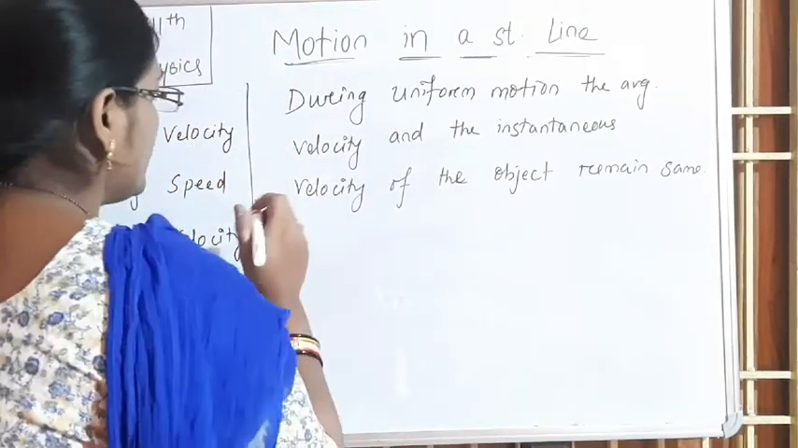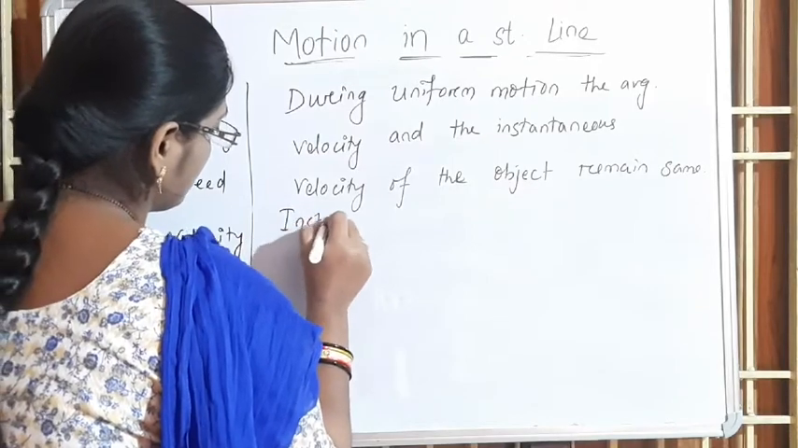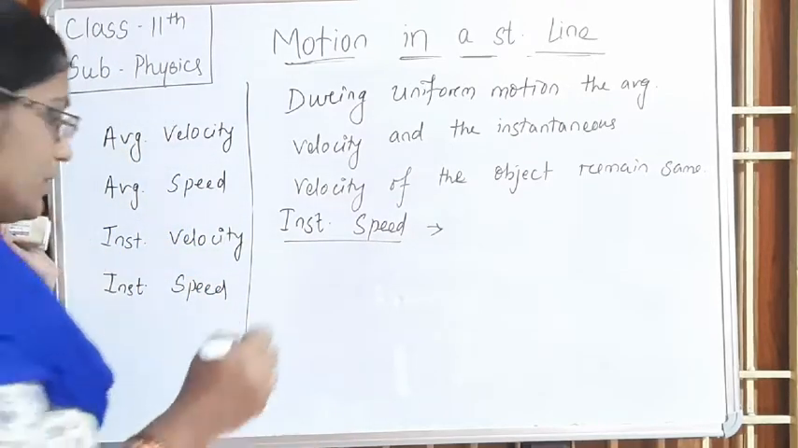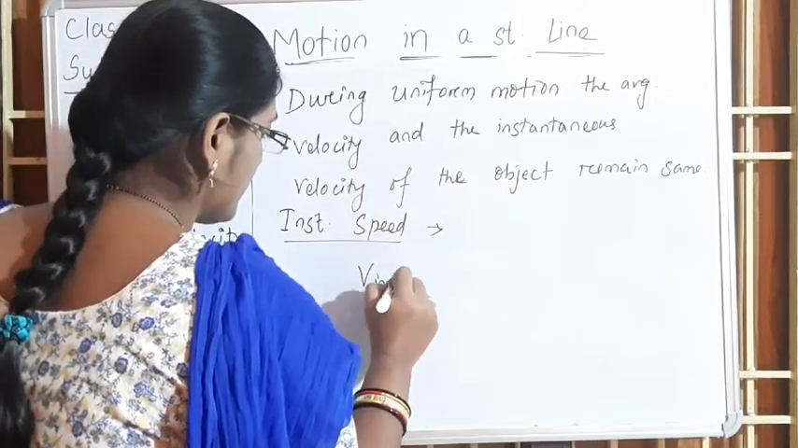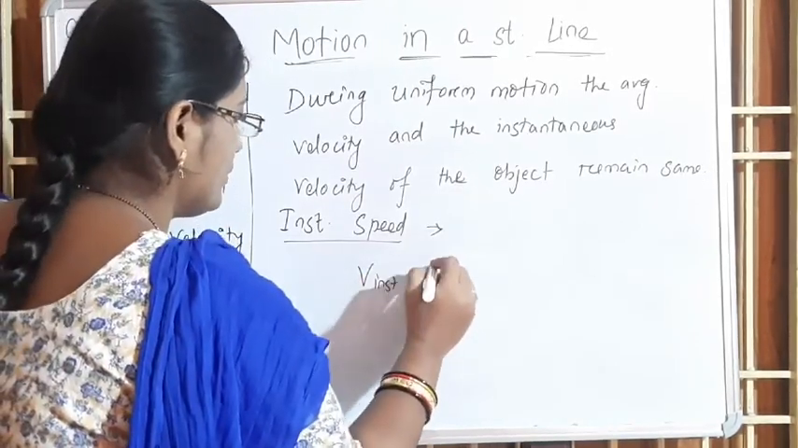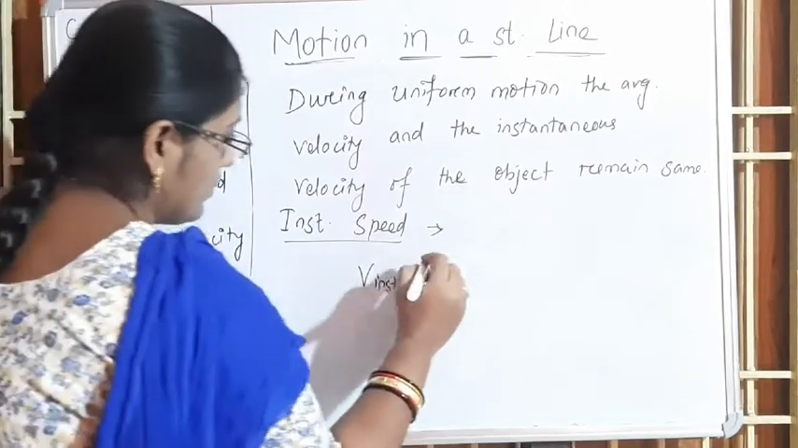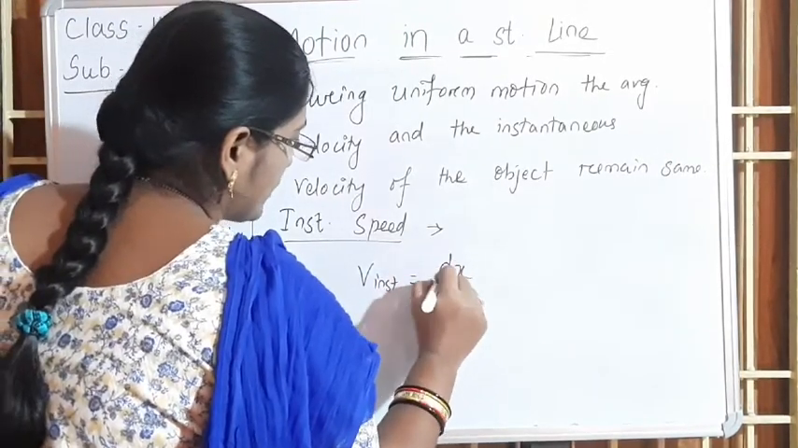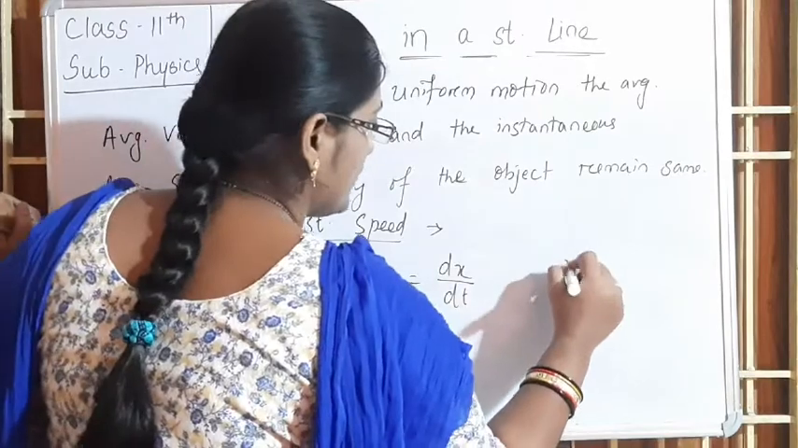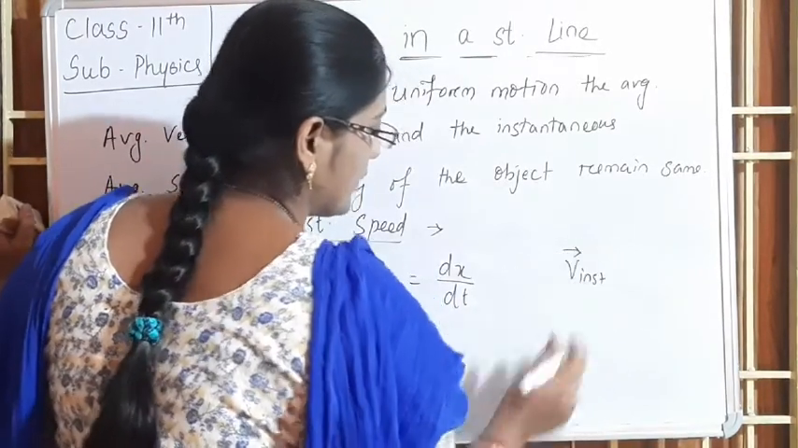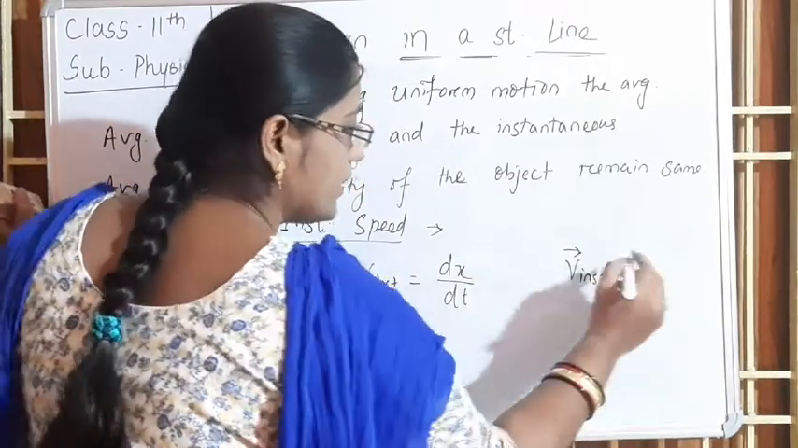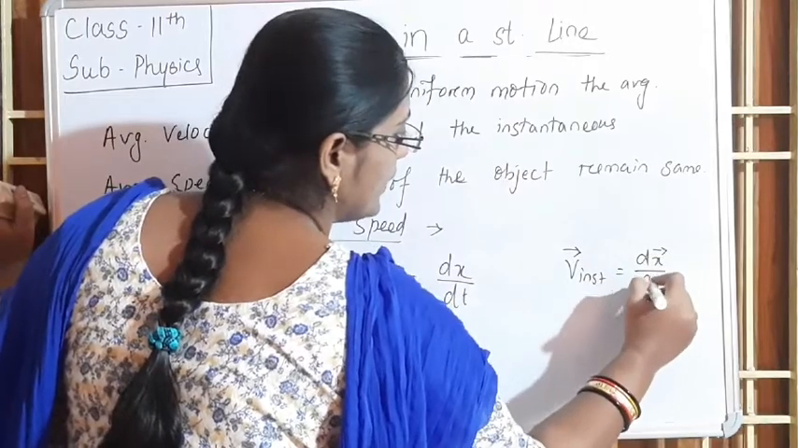Next we come to instantaneous speed. It is the same as instantaneous velocity, that is v instantaneous. This represents the instantaneous speed. This is also dx by dt. Velocity is also written as v instantaneous, but you have to give a direction for velocity. Here you can write dx by dt.